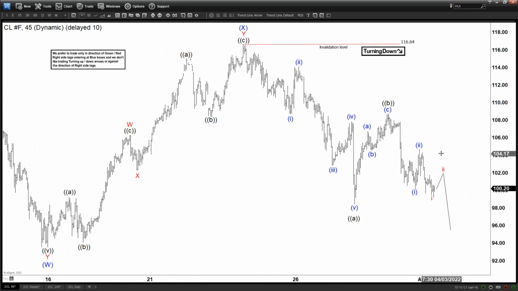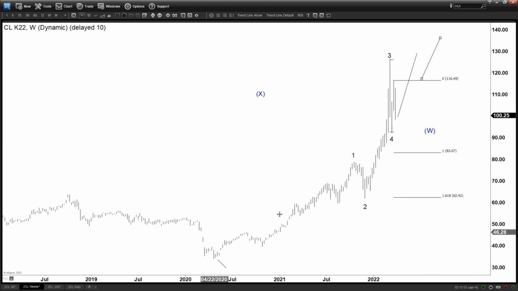And if there is a real pullback into the 100%, then 83 is going to be the next support level for oil, where we can establish long, technically speaking, because of the bullish outlook in the larger time frame. Okay, so that's basically what we got here, guys.